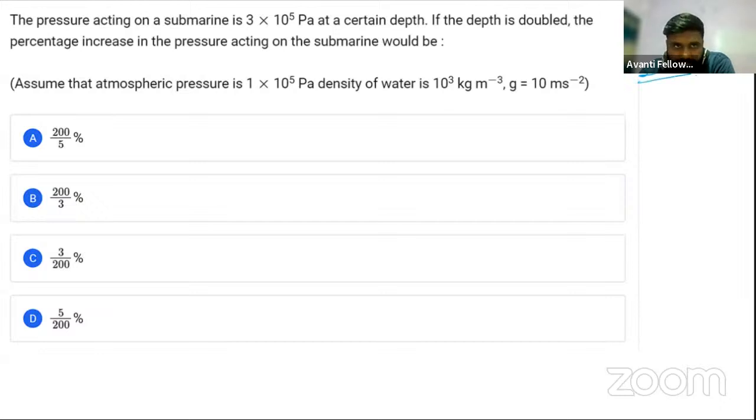Okay. The pressure at certain depth is given to you. It's 3 into 10 raised to the power 5. If the depth is double, then what is the percentage increase in the pressure acting on the submarine? Atmospheric pressure is given to you, 1 into 10 raised to the power 5. And density of water is this.